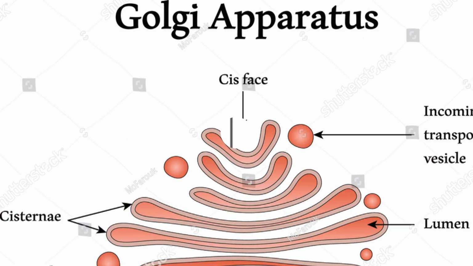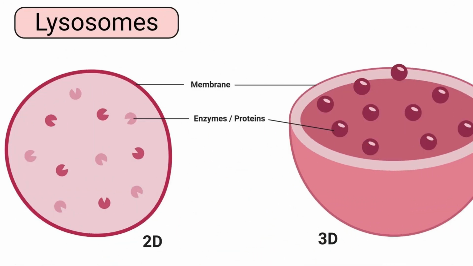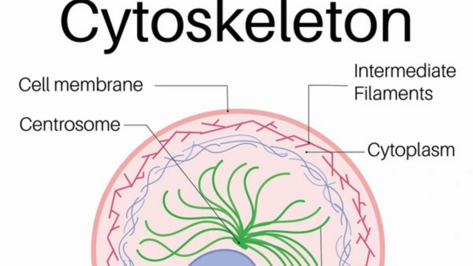Cells also have lysosomes, which act like garbage disposals. They contain enzymes to break down waste materials and harmful substances. Then there's the cytoskeleton, a network of protein fibers that gives the cell its shape and helps in movement.